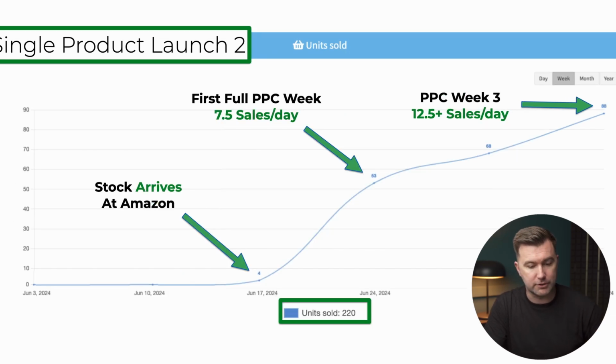Here's the second product launch, right? June 17th, we had a stock arriving at Amazon. Then our first full PPC week, 7.5 sales per day on average. And by week 3, we were up to 12.5 sales per day, which is 220 units sold in just a matter of weeks. Now, if we were not using advertising, we simply could not get these kinds of results.